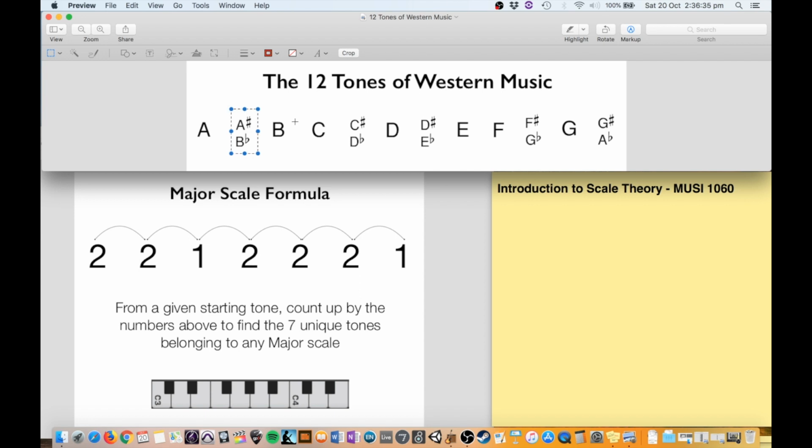And on that note, you'll notice that there's actually not a pitch between some of these tones here. So between B and C, there's not an actual unique pitch in Western music, just the same as with E and F. There's no pitch in between them.